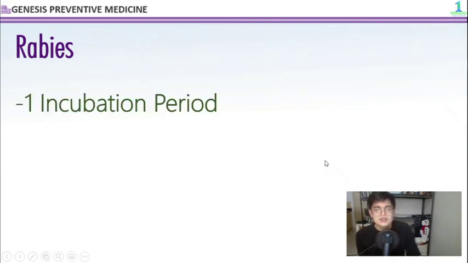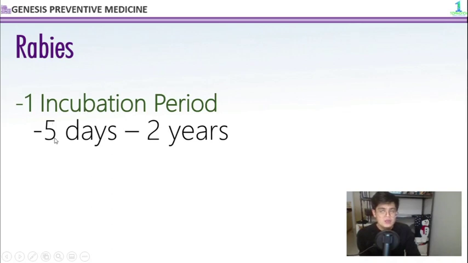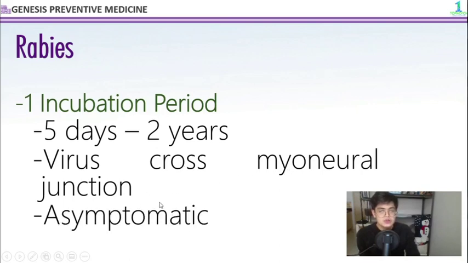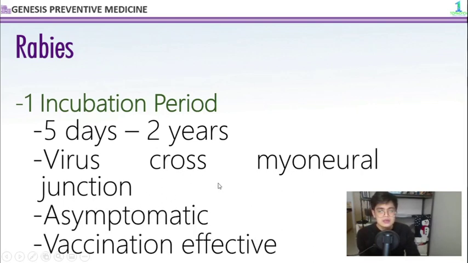Okay, so moving on, we now discuss the phases of the rabies disease, the natural history of the rabies disease. There are 5 in particular, and the progression of these 5 depends upon whether or not appropriate vaccination was given at the appropriate time. So the first is the incubation period. In this period, it may last anywhere from 5 days to 2 years. The virus crosses the myoneural junction, and patients are generally asymptomatic. And this is the only time wherein vaccination is effective.